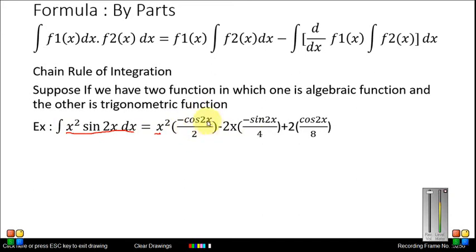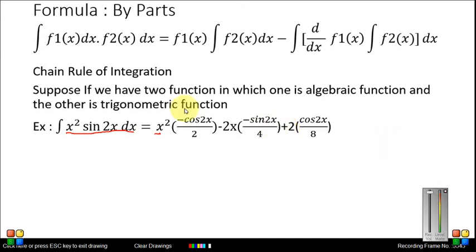integration of cos 2x by 2, that is sin 2x by 2, and minus sign will be as it is, because the integration of cos 2x will be sin 2x, and the coefficient of 2x is 2, and this 2 gets multiplied by 2, that's why it is 4. Then after minus sign we'll have plus sign.